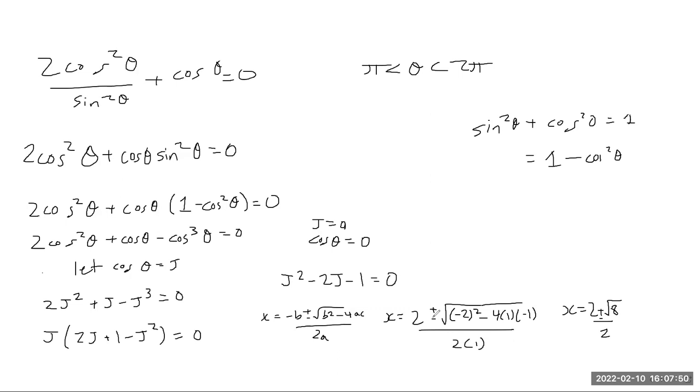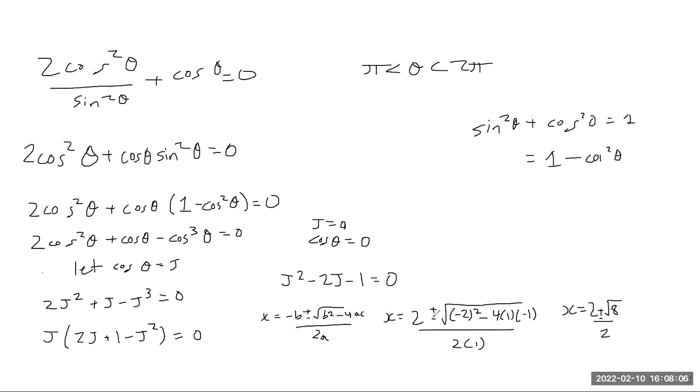So look at that now. I don't know why I put X and not G, but that's fine. All right, so we have now 2 plus the square root of 8 over 2, or 2 minus the square root of 8 over 2.